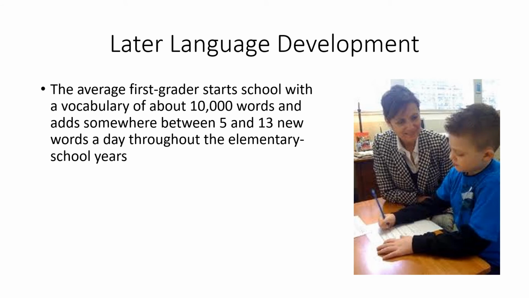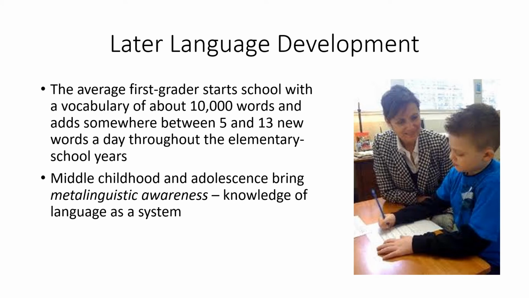Then looking at later language development, the average first grader starts school with a vocabulary of about 10,000 words. That's quite a bit in a 4-year period. About 2,500 words per year, somewhere in that range. And then they're still at that point in time adding between 5 and 13 new words a day throughout elementary school. So by the time they get to middle school, they know tens of thousands of words.